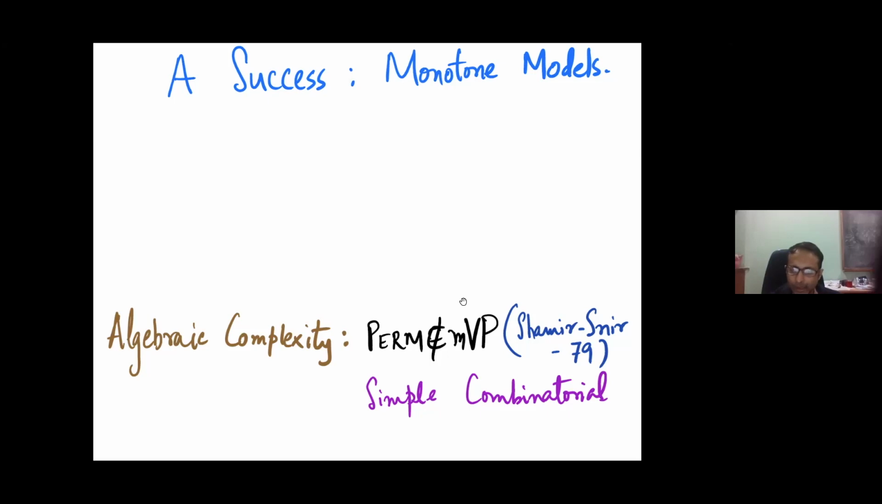What early on, this work of Shamir and Snir from 1979 showed is that the permanent polynomial cannot be computed in polynomial size with monotone computation, with monotone circuits. So this is the class that we will call MVP, for monotone.